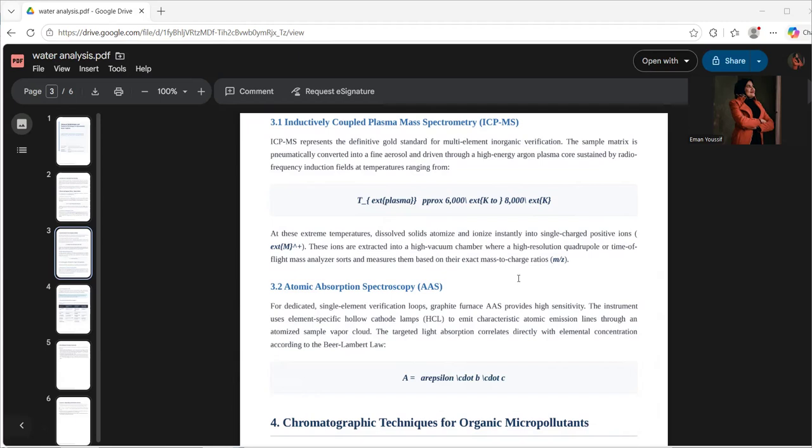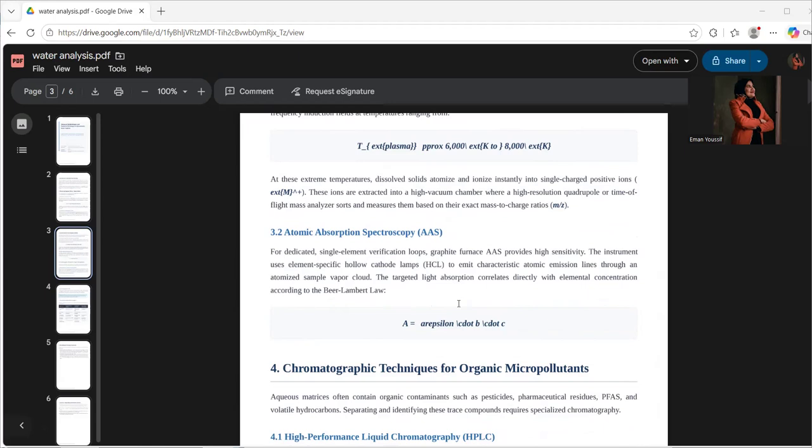These ions are extracted into a high vacuum chamber where a high resolution quadrupole or time of flight mass analyzer sorts and measures them based on their extracted mass to charge ratios.